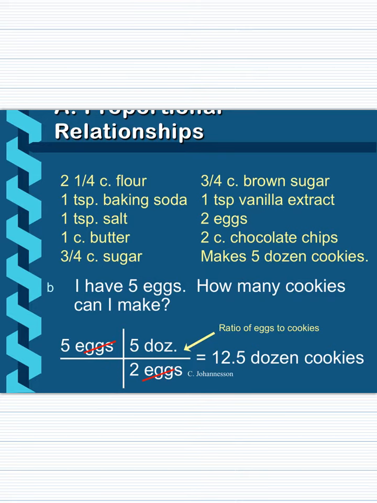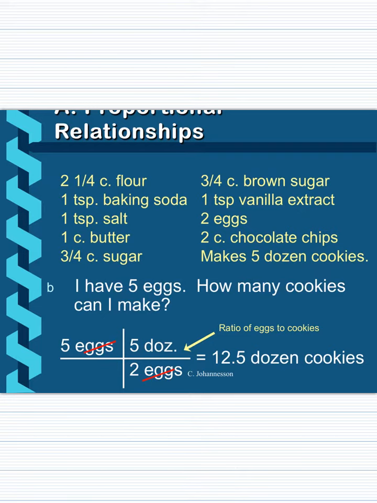So what do you do at this point? You make sure that you have all of your units lined up so you can cancel them out, just like they did with the red line there. And then the relationship, the ratio of eggs to dozen, is 2 to 5. So for every 2 eggs I have, I can make 5 dozen cookies. And that's where this 5 comes from. It came from my recipe here, that if I have 2 eggs, I can make 5. And so now I have my problem completely set up.